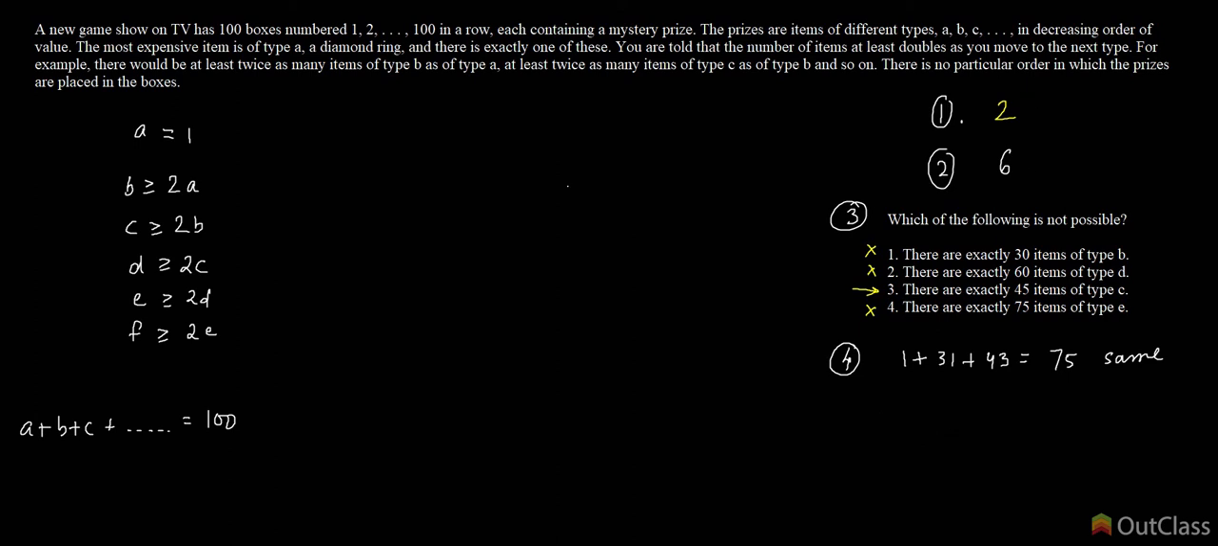Nothing much to read into the box numbers given, because there is no particular order in which the prices are placed in the boxes. So the question basically translates to this: given that there are 75 prices of the same type, exactly 75 of the same type, what could be the maximum possible number of types?